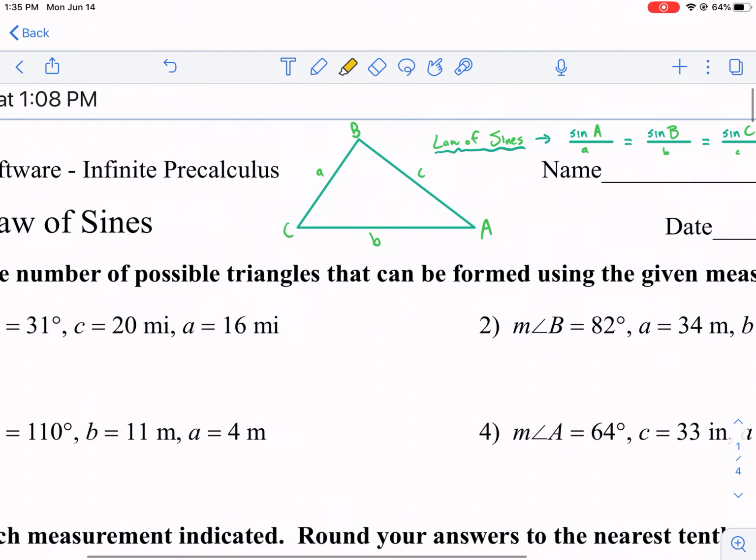If you don't know about law of sines, you really need to have that foundational piece in place before taking on this worksheet.